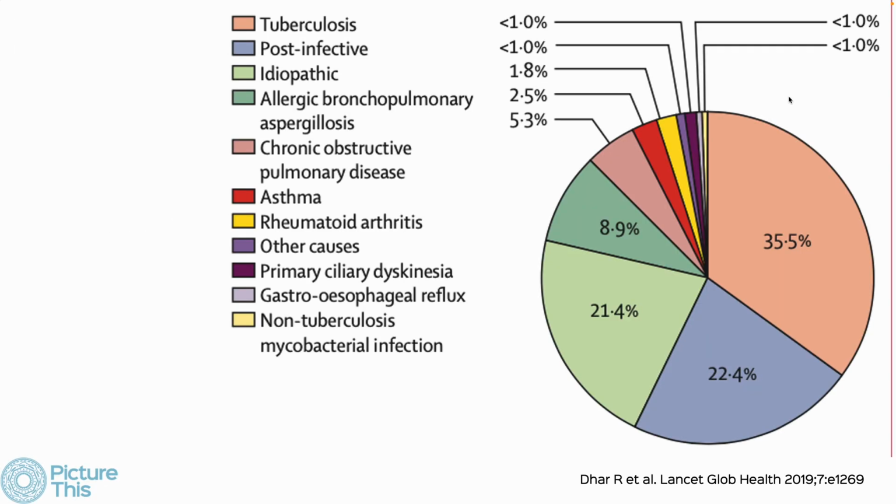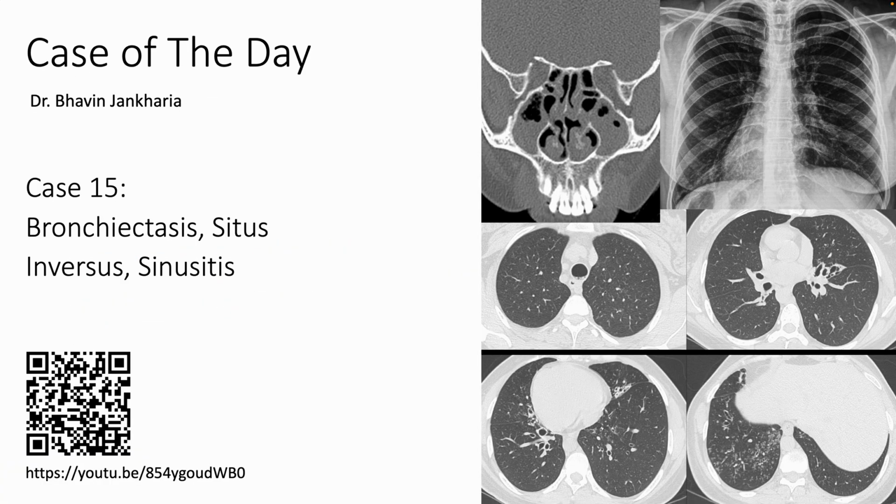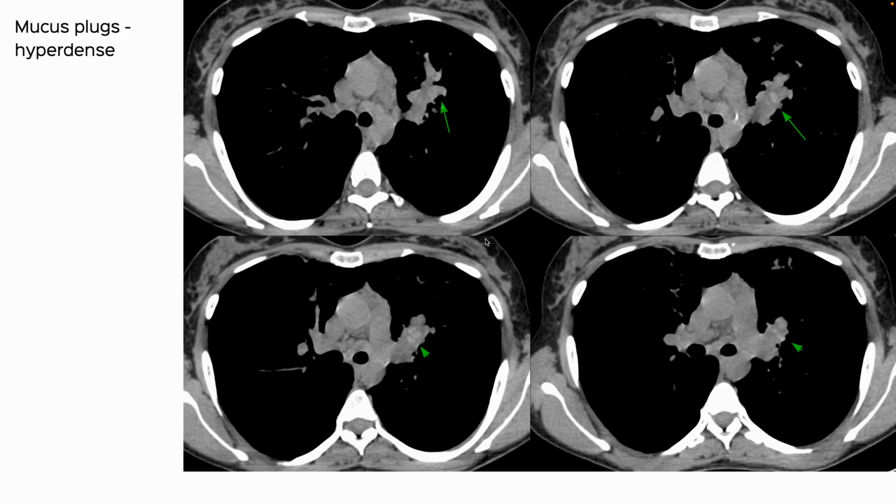What is the cause? We know from Rajadhar's paper the causes of bronchiectasis by percentage in our country. But typically, we would be looking at PCD, ABPA, TB sequelae, Mounier-Kuhn, and cystic fibrosis. And clearly, this is not PCD, and I discussed that as case 15. You'll see the link on top if you'd like to go through the video.